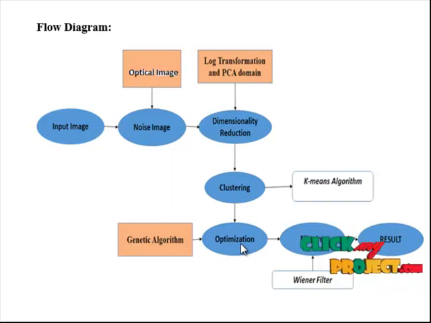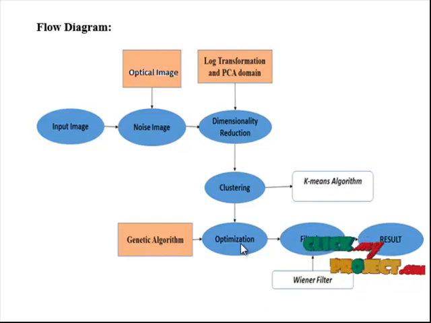Solutions from one population are taken and used to form a new population. This is motivated by a hope that the new population will be better than the old one. Solutions which are selected to form a new solution are selected according to their fitness. The more suitable they are, the more chances they have to reproduce.